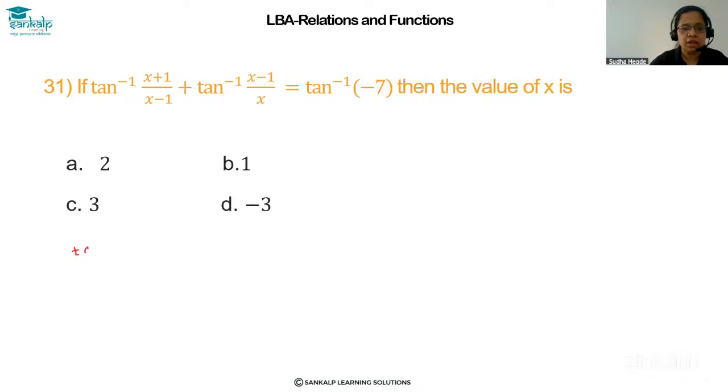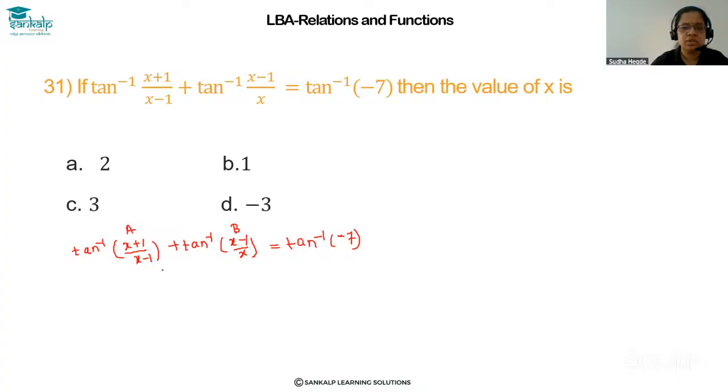Given tan inverse of (x plus 1) divided by (x minus 1) plus tan inverse of (x minus 1) divided by x is equal to tan inverse of minus 7. Okay, take this as A and this as B.